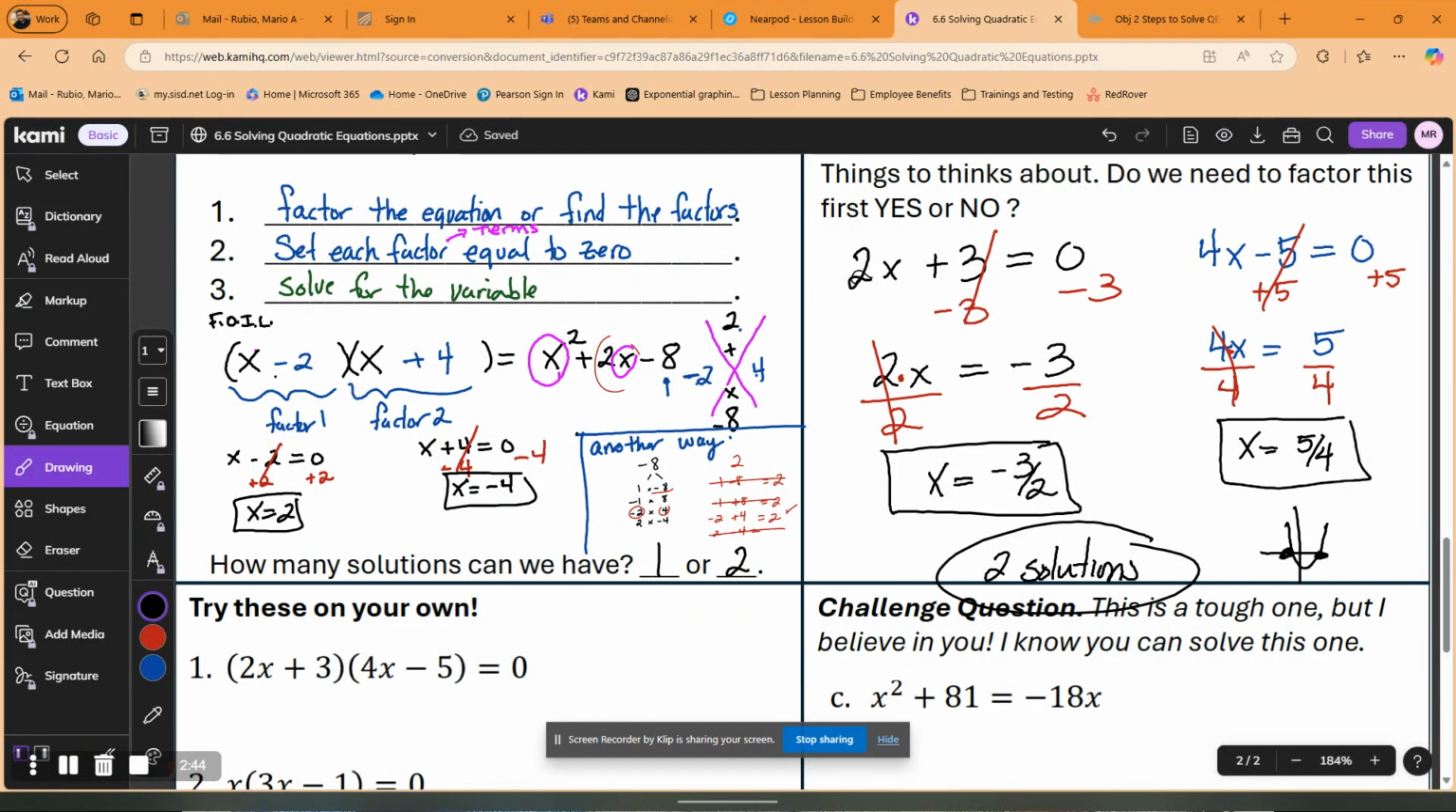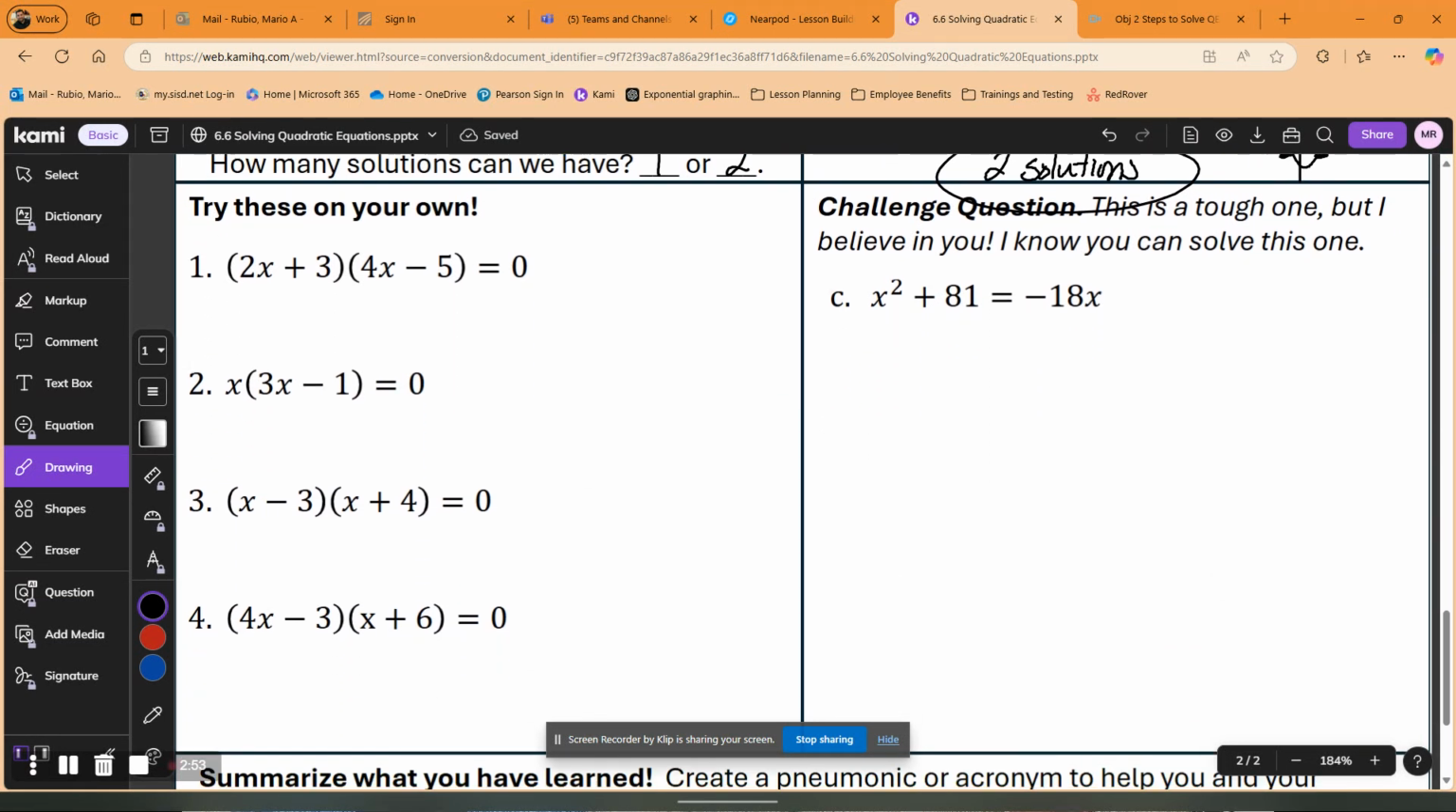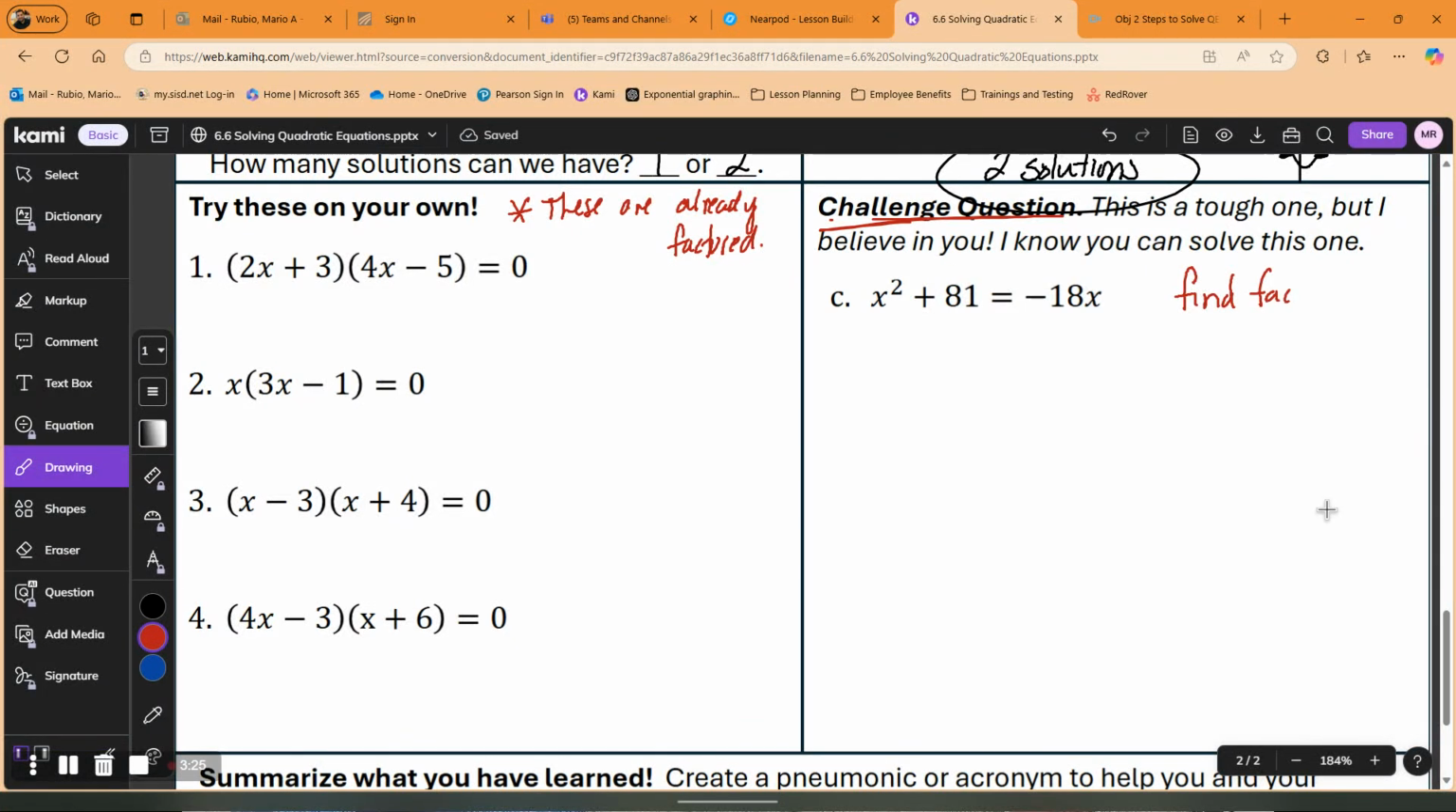Okay, let me go ahead and move on here, since the video got cut a little bit short on the last one and I have some time here. I want you guys to try these on your own. Some of these are already factored. I'll give you a hint. These are already factored. I was feeling generous, so I went ahead and did the first step for you. And all of these are factored. But the challenge question, you need to factor this first. You do need to factor letter C. So you're going to have to find the factors first.